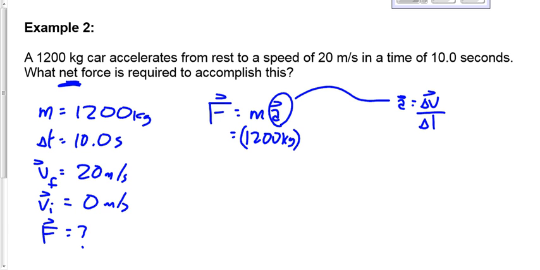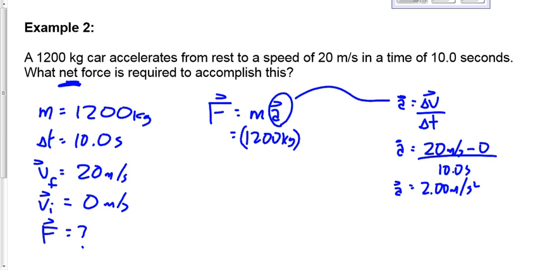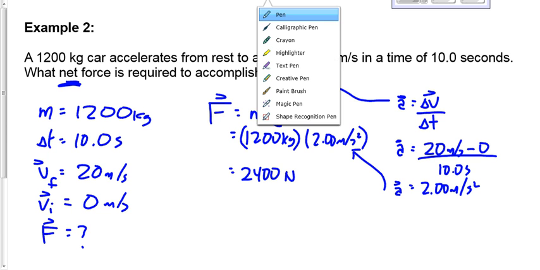So it's a two-stager. Delta v is Vf minus Vi, 20 meters per second minus 0. My time interval is 10 seconds. That gives me an acceleration of 2.00 meters per second squared, which I'm going to turn around and sub into here, and get a value of 2,400 newtons. Now, where do I round this to in terms of significant figures?